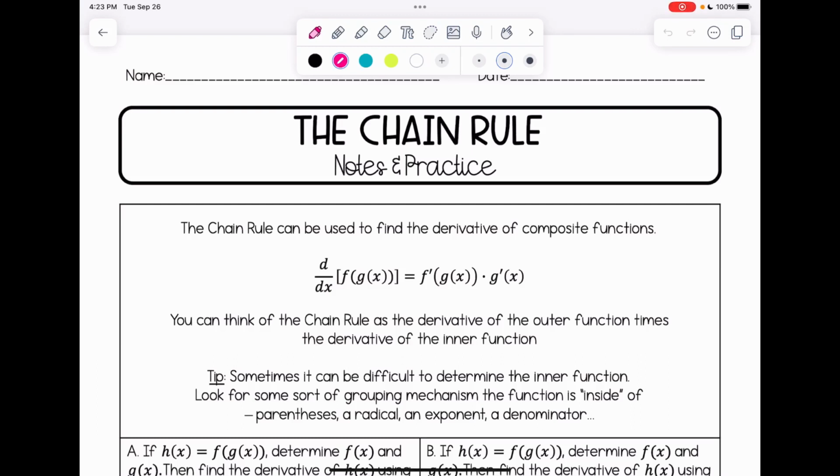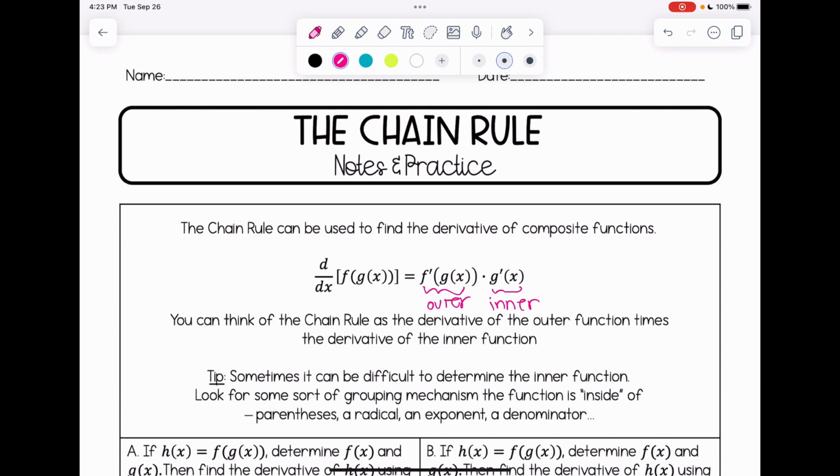In this video, we're going to be learning about how to take derivatives using the chain rule. The chain rule can be used to find the derivative of composite functions. So the derivative of f of g of x is equal to f prime of g of x times g prime of x. You can basically think of the chain rule as the derivative of the outer function times the derivative of the inner function.